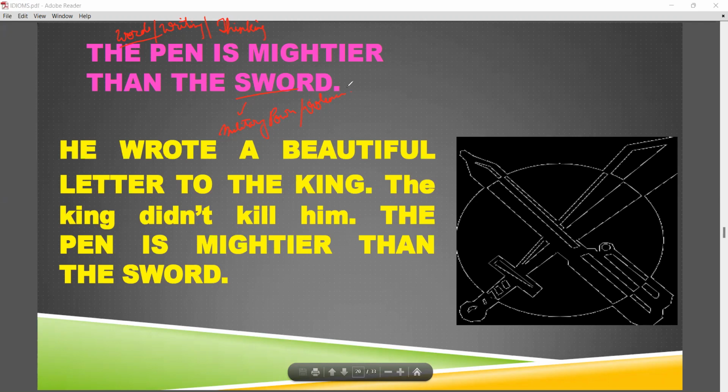You can also say writing or thinking has more influence on people and events than the use of power, violence, and force. For example, he wrote a beautiful letter to the king. The king did not kill him, and did not resort to anything related to the sword. So the pen is mightier than the sword.